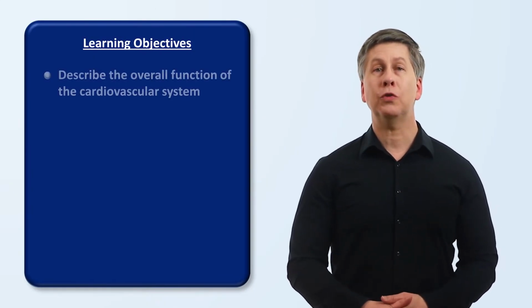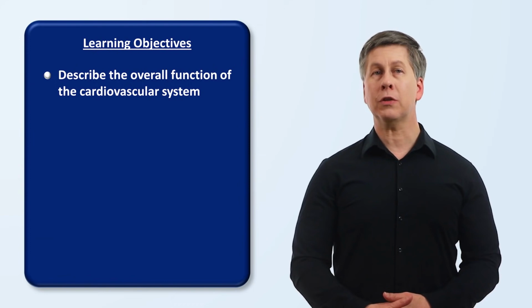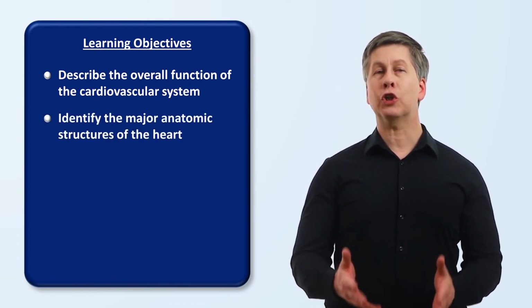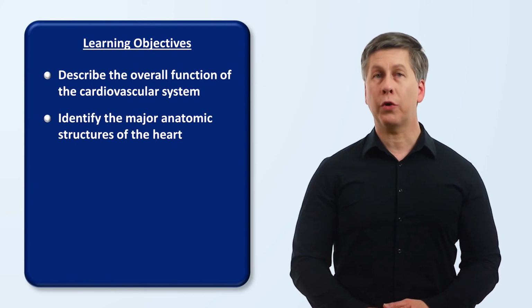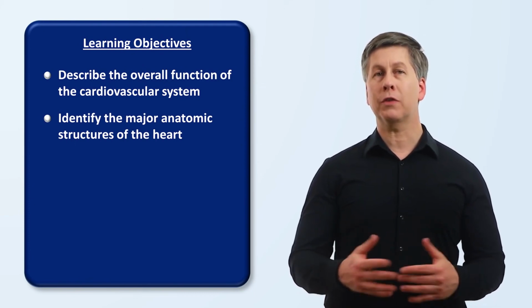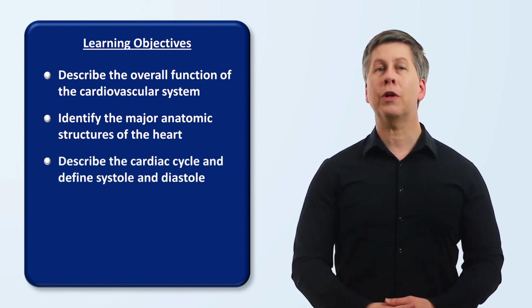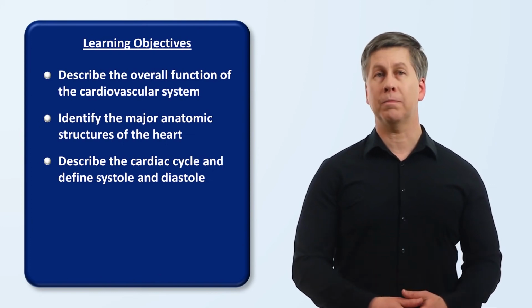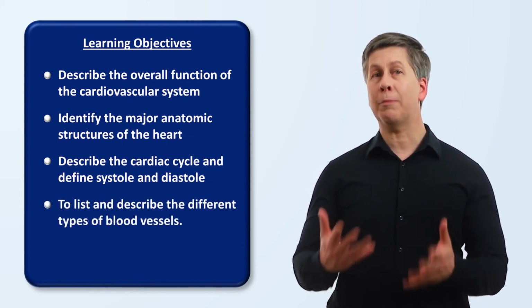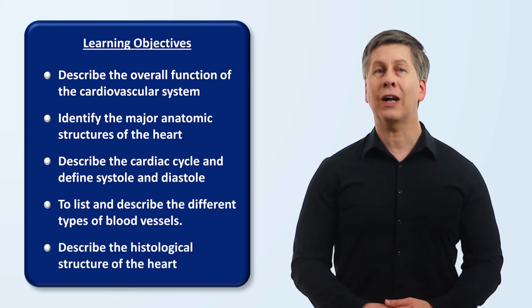This will provide an overview of the heart and blood vessels, starting from the basics, in order to provide a broad common knowledge base for all viewers before deep dives into individual topics. By the end of this video, you will be able to describe the overall function of the cardiovascular system, identify the major anatomic structures of the heart, including the coronary arteries and the primary components of the conduction system. You'll be able to describe the cardiac cycle, including the definitions of systole and diastole, to list and describe the different types of blood vessels, and to describe the histological structure of the heart.